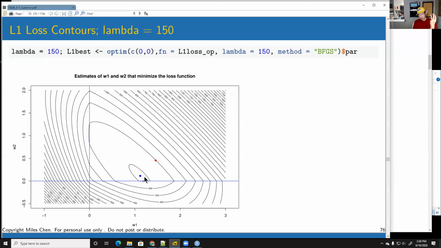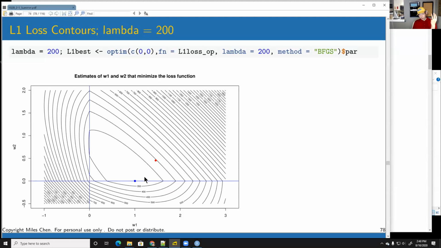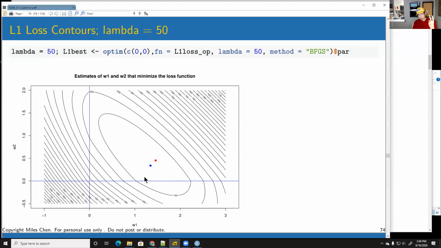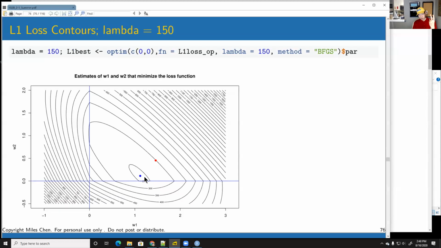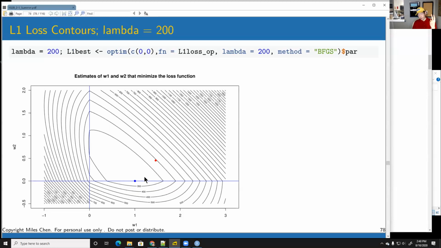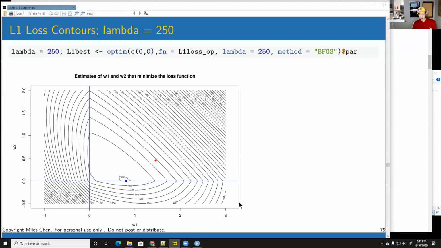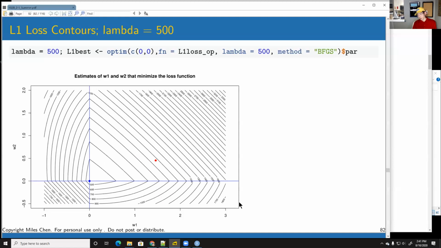So this could happen where here we had two coefficients, and as we increase lambda, one of them gets driven down to 0. W2 got driven down to 0, and W1 is not 0. So this is basically a model with only one coefficient. And as I continue to penalize this, that gets driven down to 0 as well.